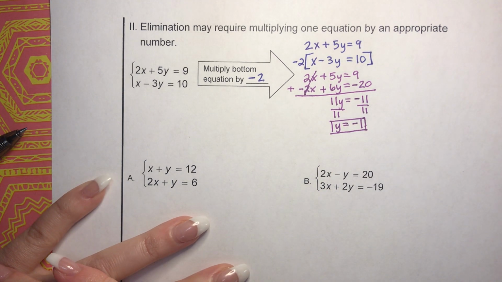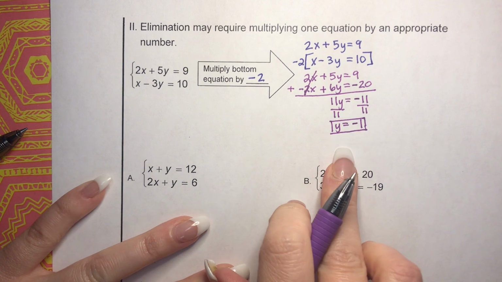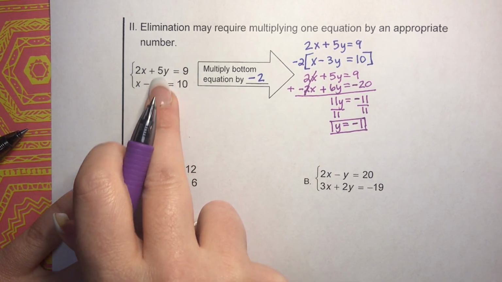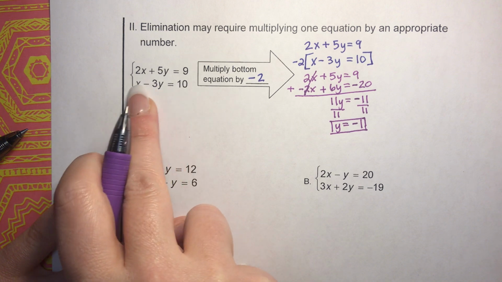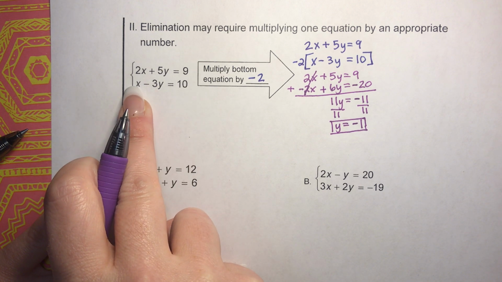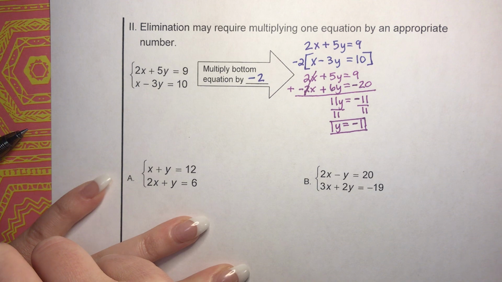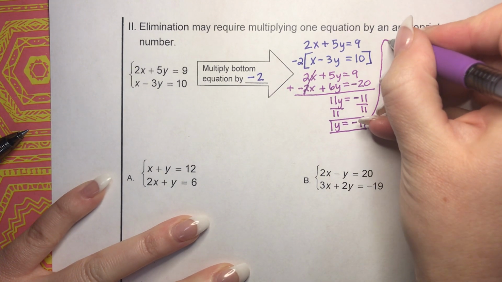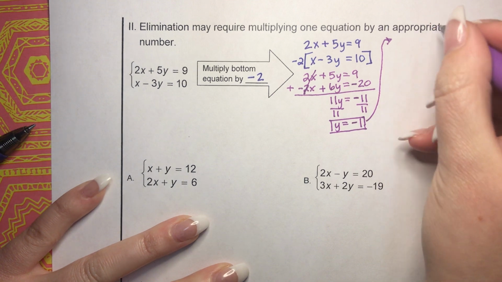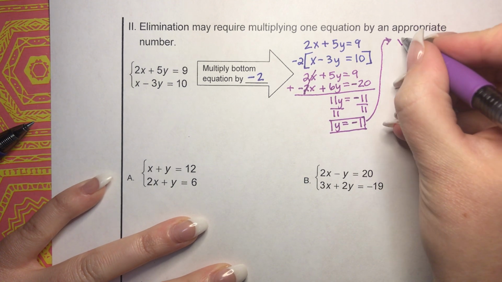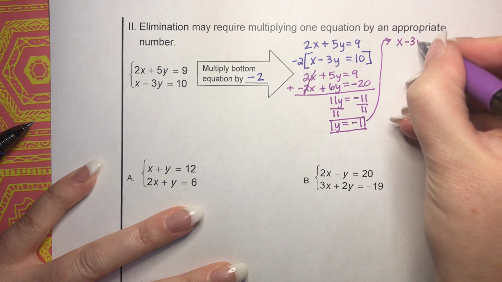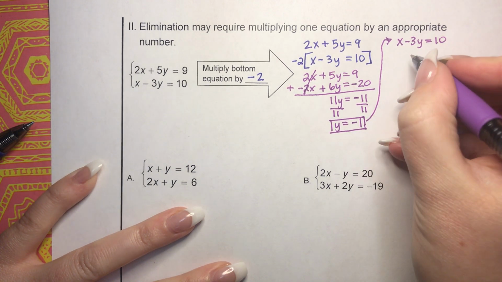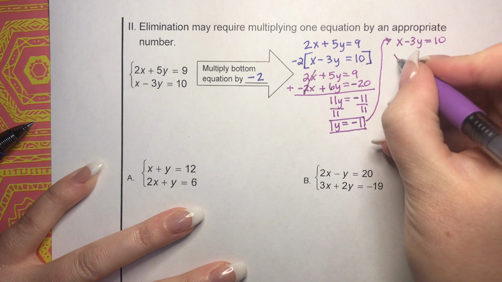So then what do we need to do? Oh yeah, we need to figure out what x is, right? We're going to go back to one of our original equations. I'm going to choose this one because x is already by itself. I'll rewrite that original equation, x minus 3y equals 10, and then substitute negative 1 in for y.